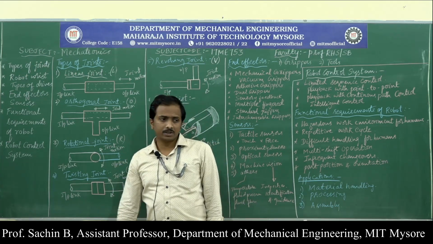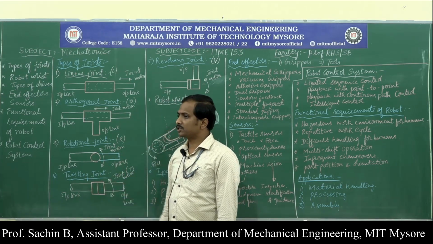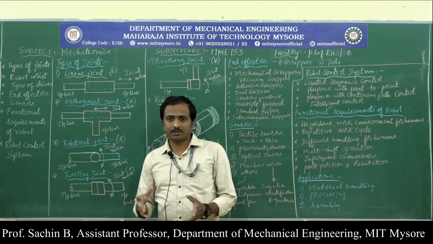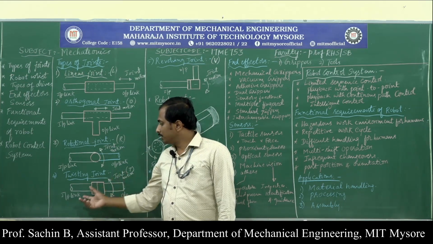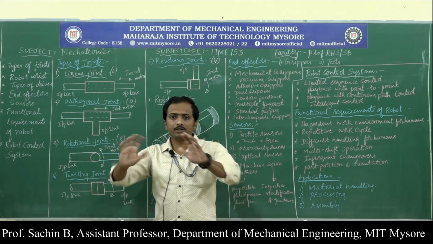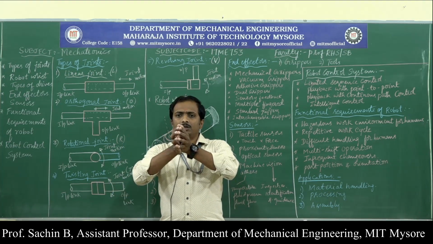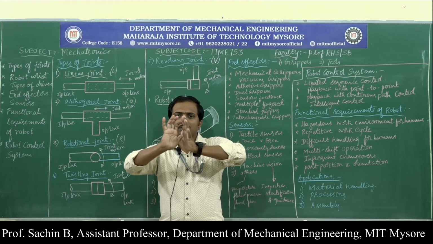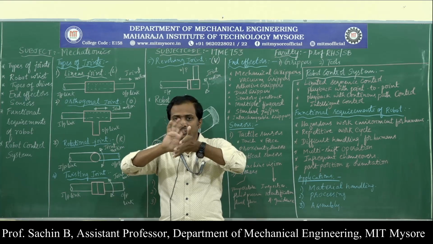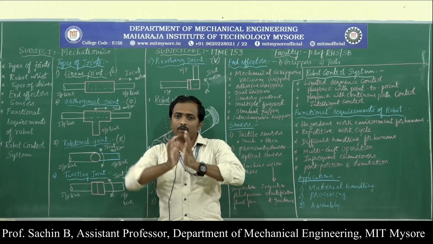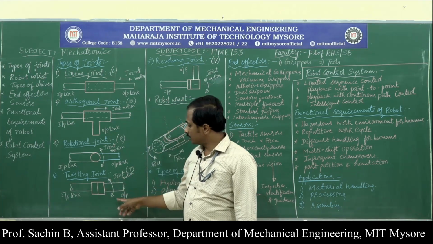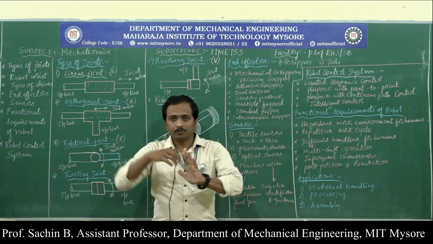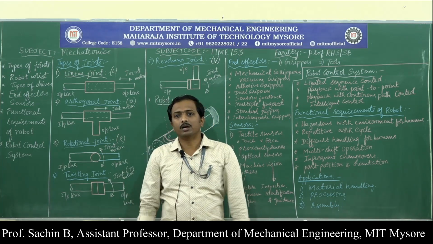Next is the twisting joint. The name itself says that twisting motion will happen in the input link and the output link. Here the joints are coupled like this. The input link we can rotate like this, and the output link we can rotate like this. So twisting operations can be performed with the help of the twisting joint. You can observe the joint motion. Twisting type of motion can be achieved.